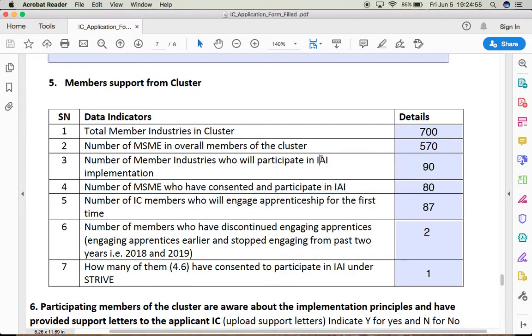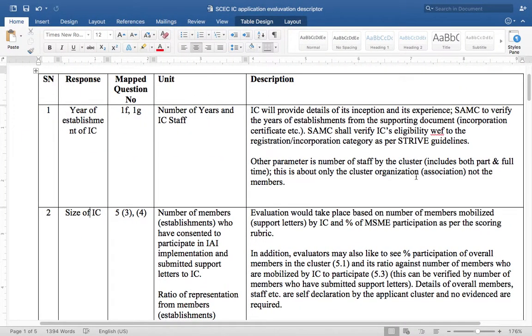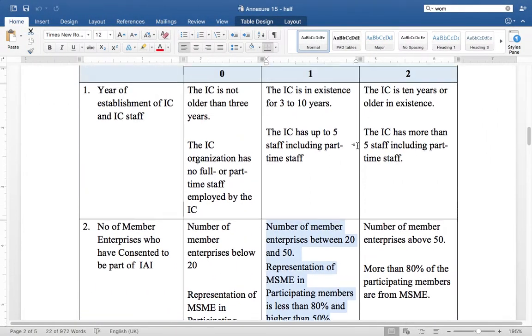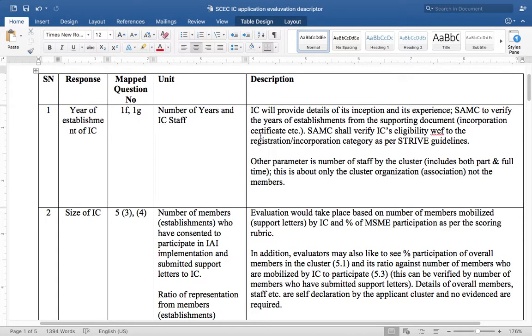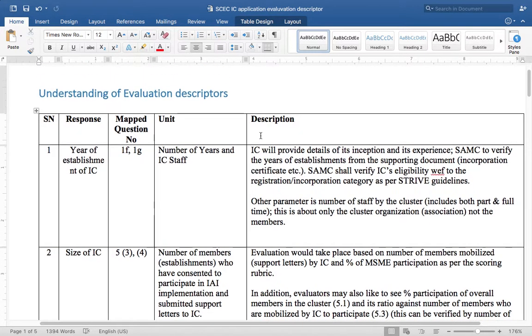So you have to check the number of support letters submitted by the IC application, and the percent of MSMEs who are represented out of the pool of the support letters. When you look at and correlate these two data, then you can score this rubric. You can use these scoring rubrics. So that's the advantage of this evaluation descriptor.